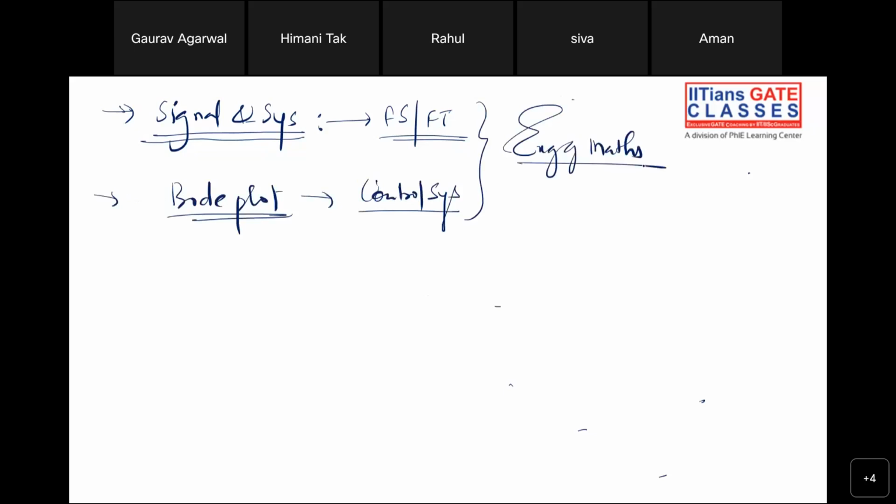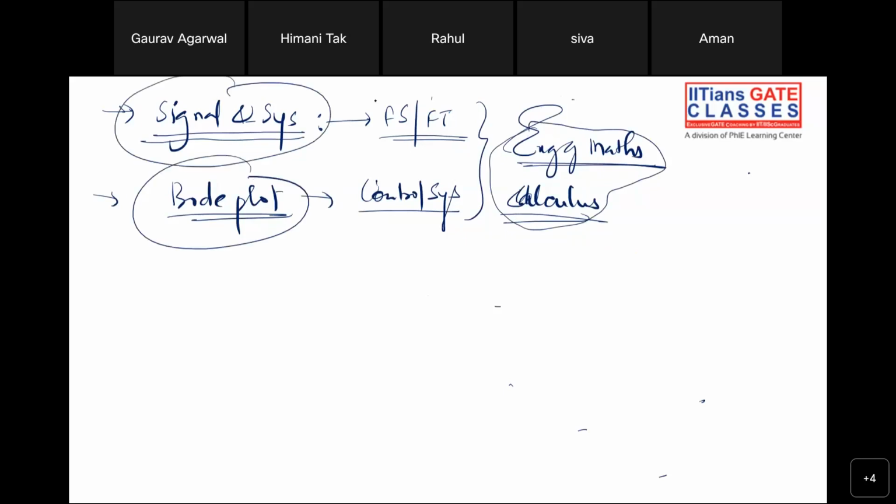Maths, you must be good at calculus. Because now I'm asking about initial slope. What is the meaning of initial slope? Slope is basically the differentiation. Understand? So you must be good at calculus, right? Engineering maths is very, very important. So Bode plot, signal and system, in signal system, Fourier transform and Fourier series. You must be good at what is Fourier series, what is the use of Fourier series, how you can transform from time domain to frequency domain, all these things, right?